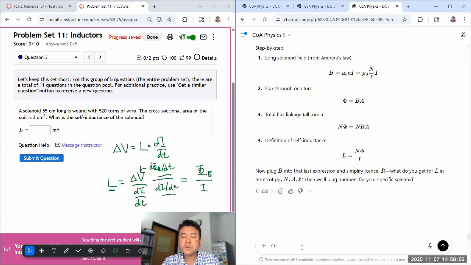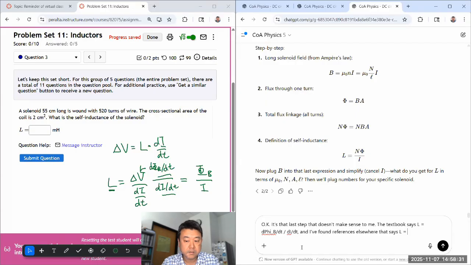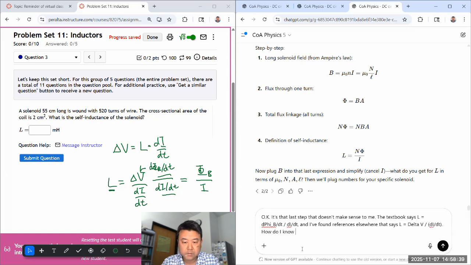And I'll say, okay, it's that last step that doesn't make sense to me. The textbook says L is equal to dΦ/dt over di/dt, and I've found references elsewhere that say delta V equals L di/dt. How do I know which one to use when?